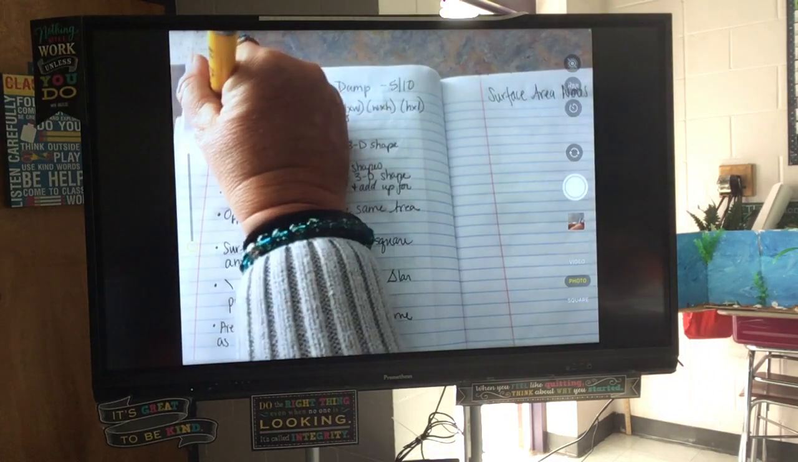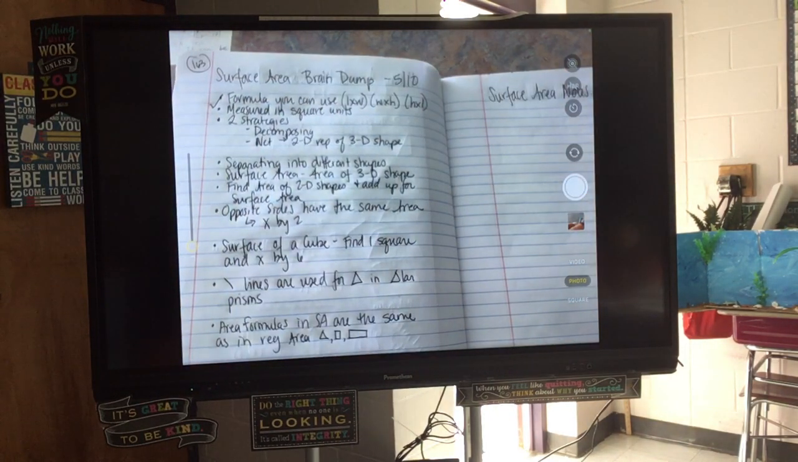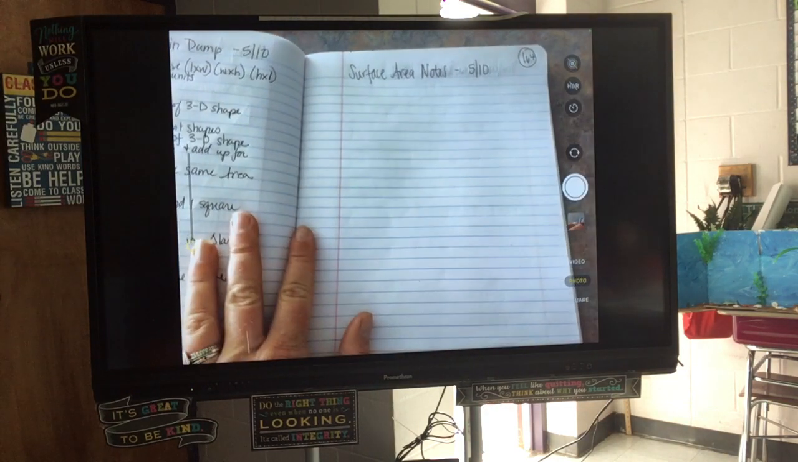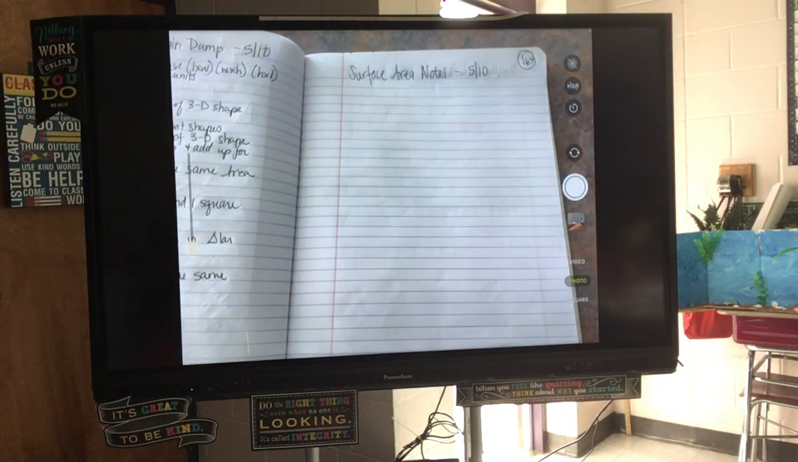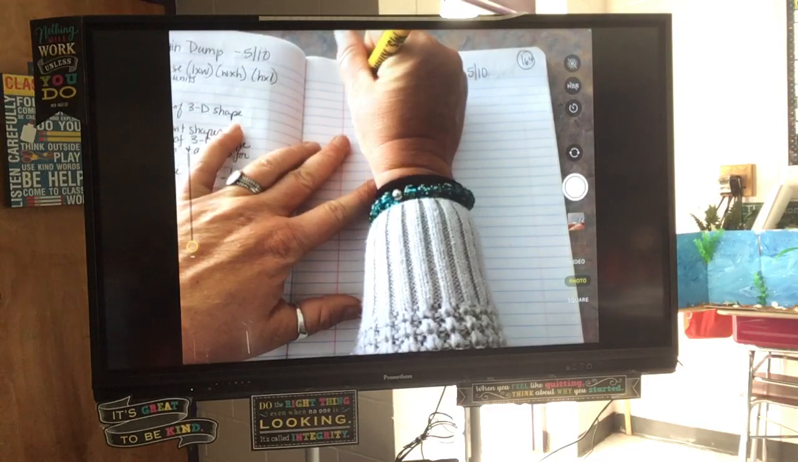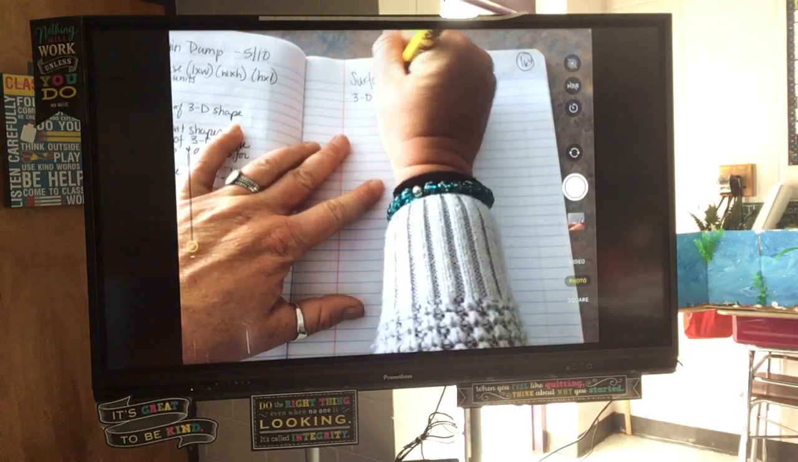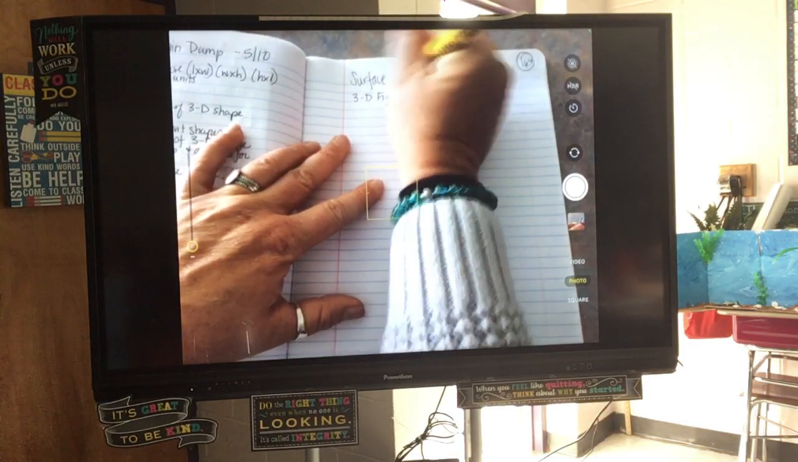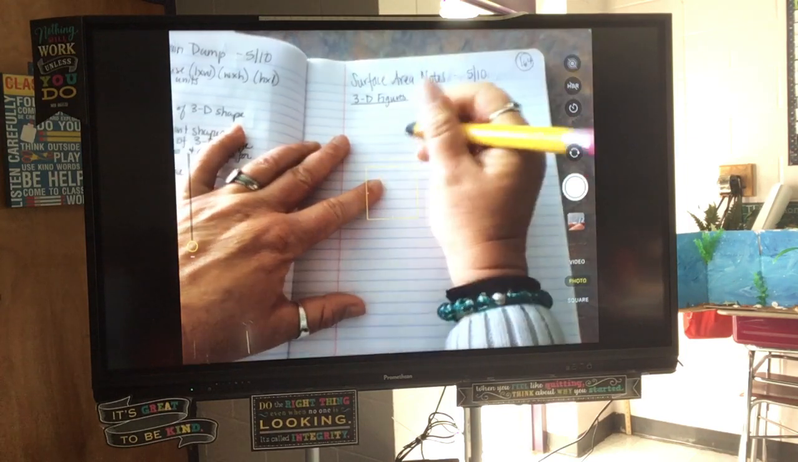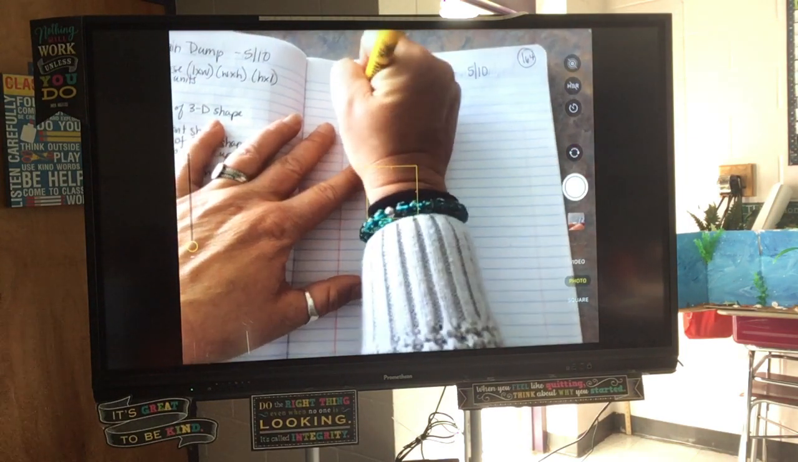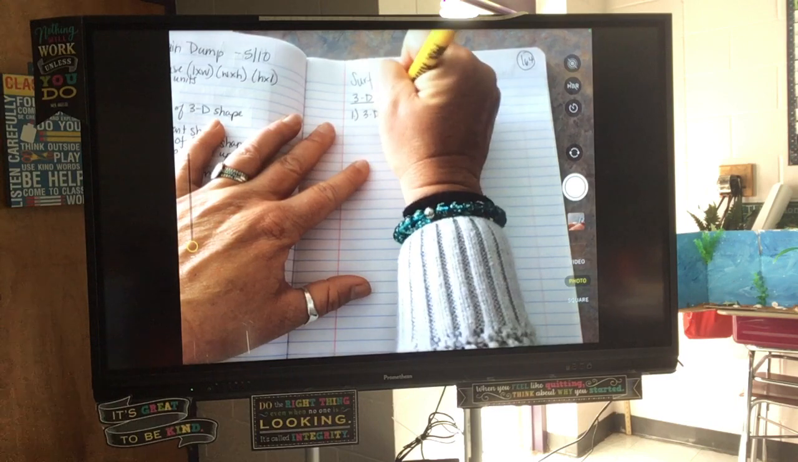Okay. All right. Okay. Really good job, guys. That's fantastic. All right, so let's slide over, and we're going to take some notes today. I am going to let you know there's going to be a little bit of writing, so prepare yourself. We're going to start with 3D figures. So the first thing is a 3D figure.